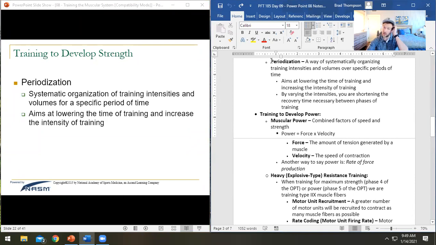Like I talked about, periodization is another concept that's very important when it comes to strength, because you do not want your body to get too used to things. You want your body to continually overload, and that's where periodization comes in. The aim of periodization is to vary your training at different periods of time by lowering volume while increasing intensity and vice versa. So you're moving your intensities around, moving your timing around, and varying those things. That's going to shorten your recovery time and the time necessary between different types of training.